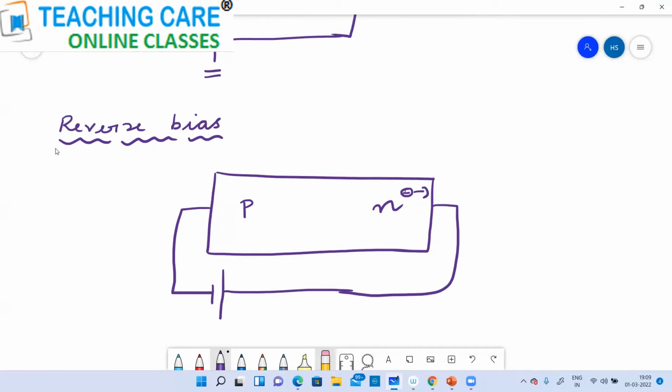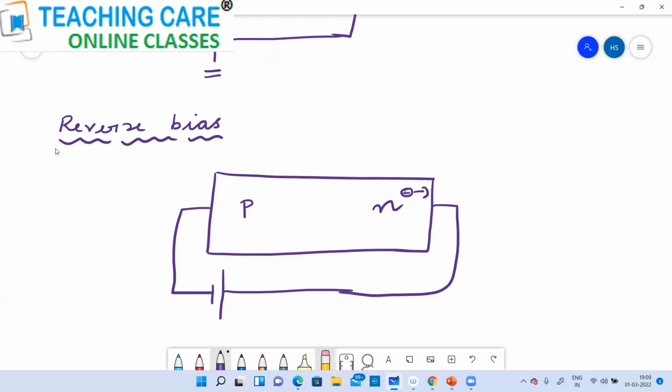Even though it is the minority drift current in this case, it is independent of the applied voltage. This we are going to see in the graph. This current is called leakage current or reverse current. The circuit is set to reverse bias. Minority carriers, few electrons and holes, try to cross each other. That's all.